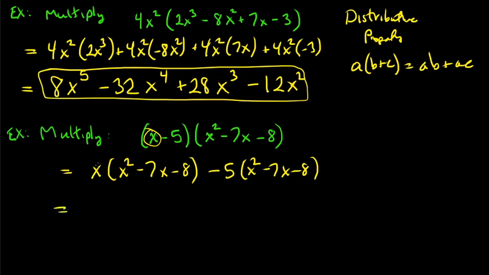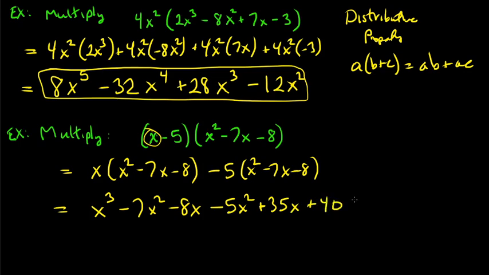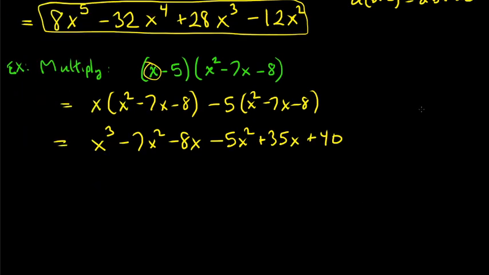So multiplying by x, we get x times x squared is x cubed, minus 7 times x squared, and then minus 8 times x. Right? And now multiplying by negative 5, you have negative 5 times x squared. Right? Negative 5 times negative 7x is positive 35x. Right? And then negative 5 times negative 8 is positive 40. Okay. However, we're not done.